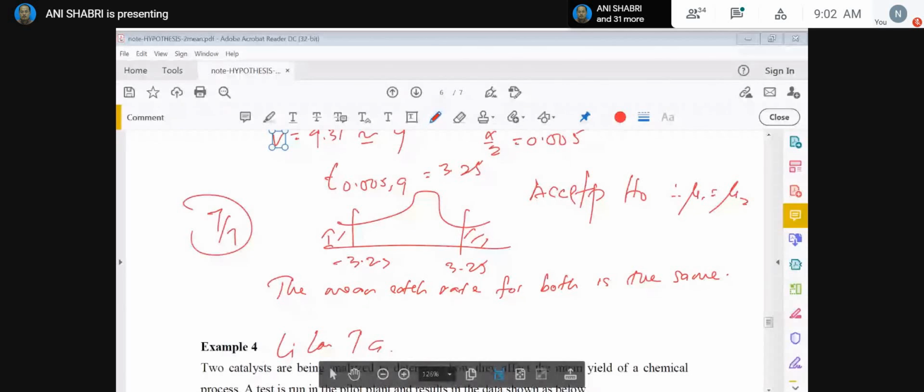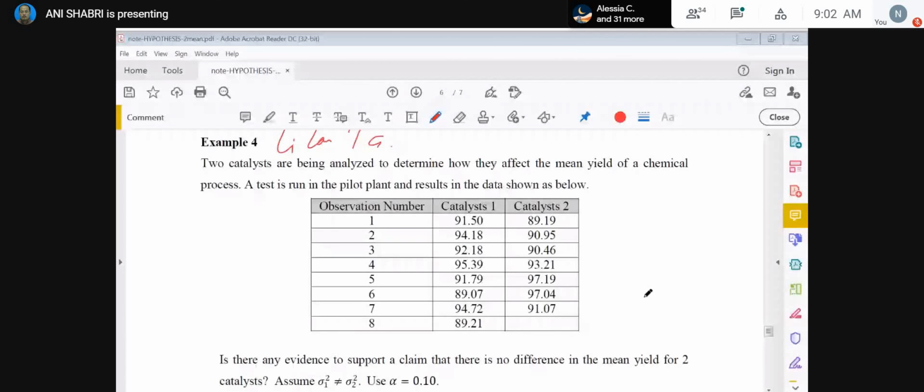Okay, last one. Lalita. Lalita. So sekejap, tengah kira lagi. Okay, never mind.